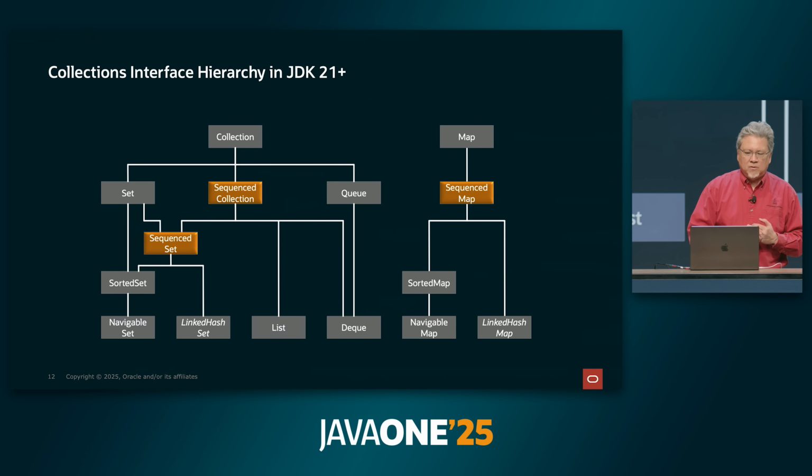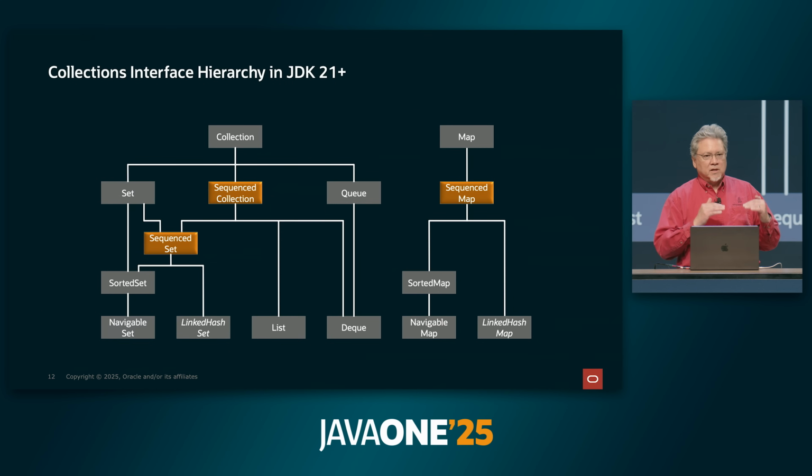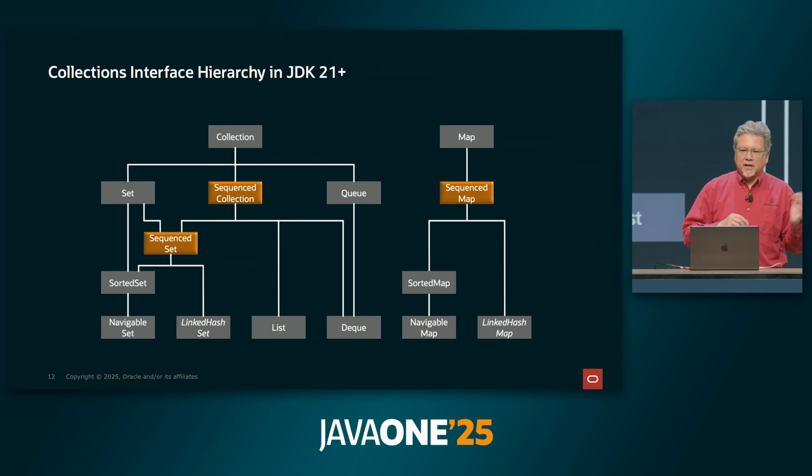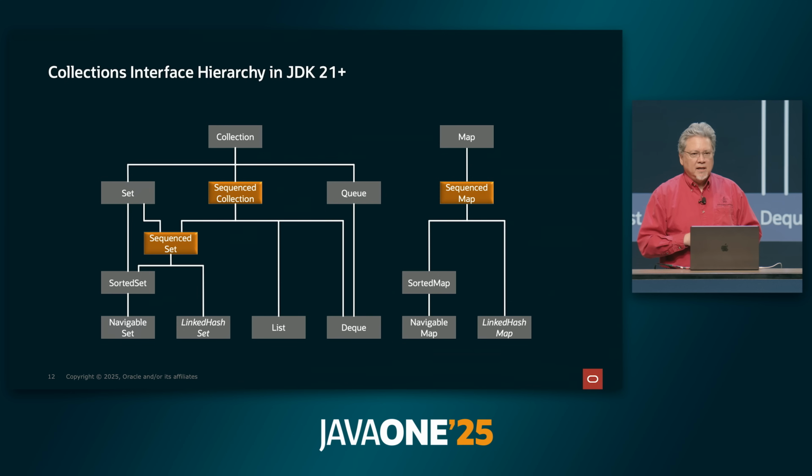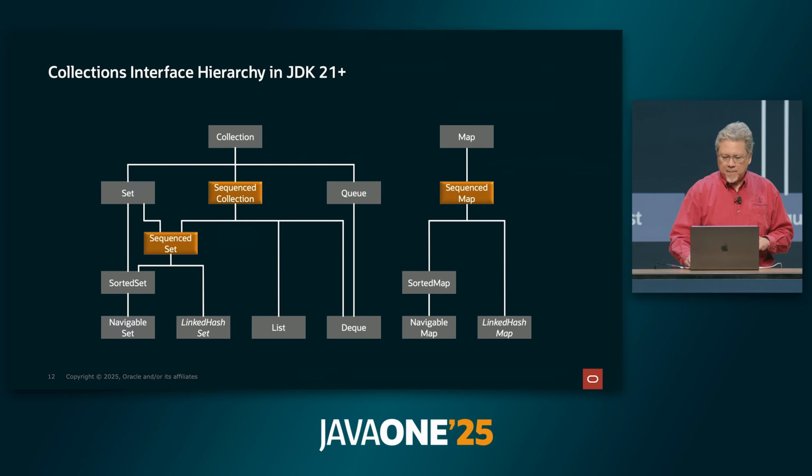And so if we look at what the hierarchy looks like in JDK 21, you can see where SequencedCollection goes in at the right place above list and deque, and it also goes in above SequencedSet, which goes in at the right place to embody the commonality between SortedSet and LinkedHashSet. And we have a similar thing going on over on the other side with the map hierarchy, where we've inserted SequencedMap as a supertype of SortedMap and LinkedHashMap.